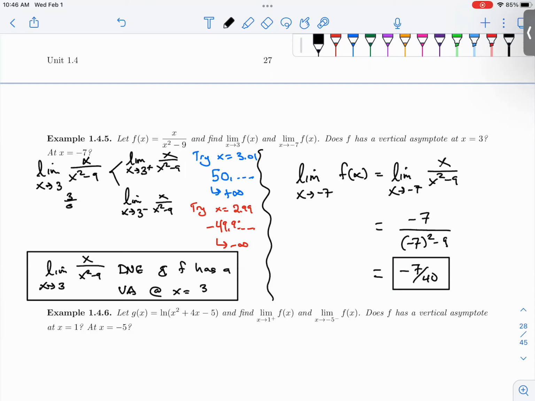Okay. Since it equaled a number, the limit equaled a number. The left and right-hand limits are going to equal the same thing, right? Because if the limit exists, then the left and right-hand limits both exist and equal that number too. So they don't equal positive or negative infinity. So no vertical asymptote, no VA at x equals -7.